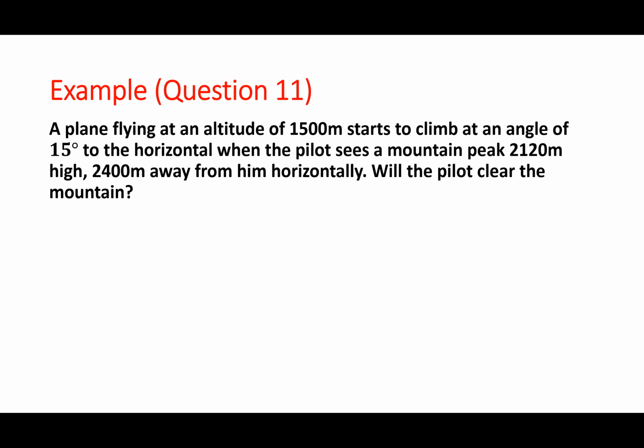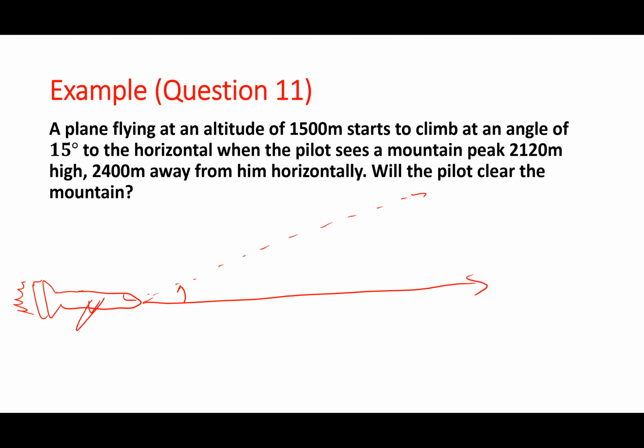So we're going to start off by drawing a picture, as we always do. So a plane is flying at a height or an altitude of 1,500 meters. Okay, so here's my plane. Cockpit and tail, like a fish. All right, maybe we put a jet engine on the end. Okay, so basically this plane is going to start traveling this way. It's going to start traveling up at a rate of 15 degrees, okay? Angle of elevation of 15 degrees.